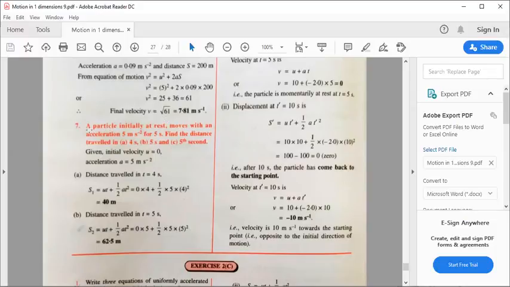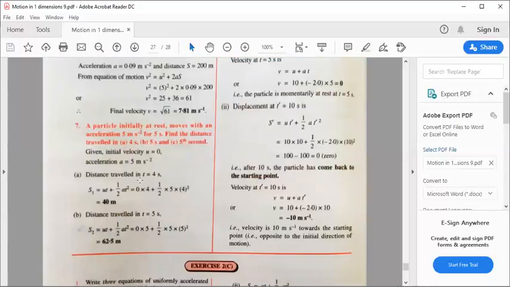Okay. Seventh question. A particle initially at rest moves with an acceleration. Find the distance traveled in 4 seconds, 5 seconds, and the fifth second. Now this fifth second, if you remember, I used to always tell you instantaneous velocity, instantaneous speed. If you remember, we had studied that. That is the thing, fifth second.